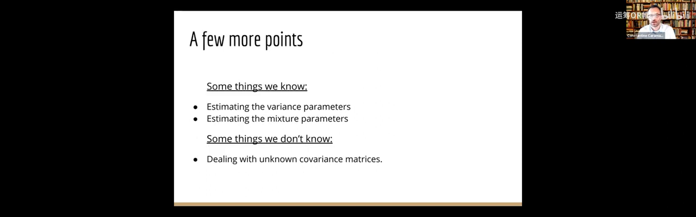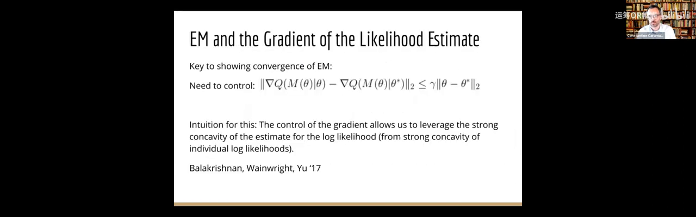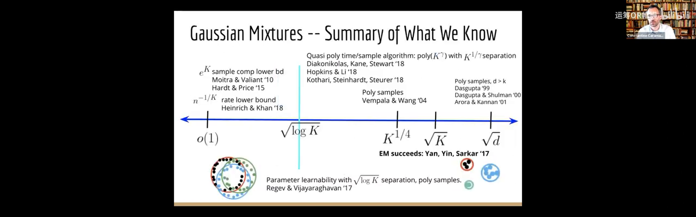So maybe I'll just go back to this slide here, so it helps to talk about it. Now for our results, just like Regev and Vijay-Raghavan's results, in order to initialize, we use brute force exponential time search. So we basically just look at an epsilon net, and we initialize in that way, and that takes exponential time.